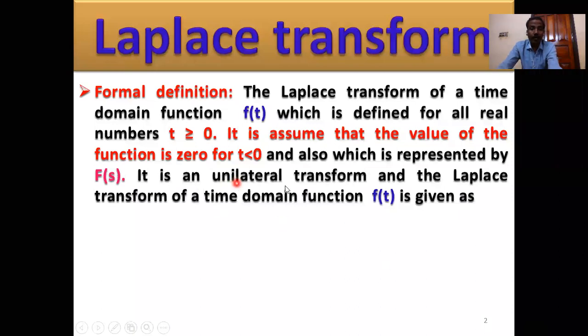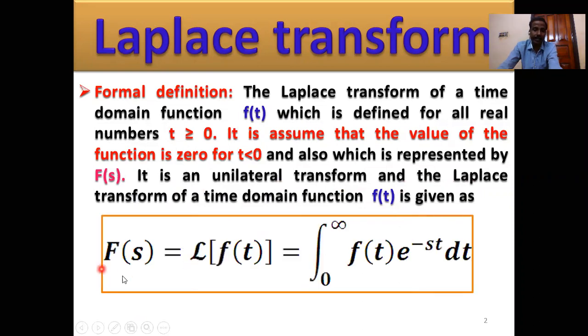It is a unilateral transform, and the Laplace transform of a time domain function f of t is given as F of s equals the integral from 0 to infinity of f of t e to the power minus st dt. This is from 0 to infinity, that's why it is a unilateral transform, because it is satisfied only in the positive direction, 0 to infinity, and does not cover 0 to minus infinity.